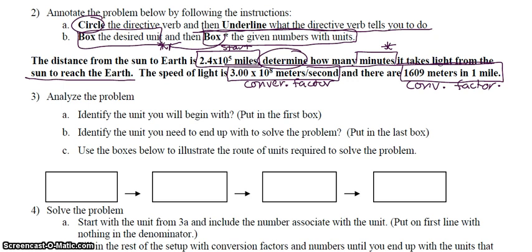So I've marked the starting value. I've determined that we want to know how many minutes. I've starred that. And then notice the two other things I boxed are conversion factors because they meet that criteria of having two units related to each other. Now I'm going to make a plan. I'm going to analyze the problem to decide what I want to solve for. So it says A, identify the unit we begin with. That would be the miles.